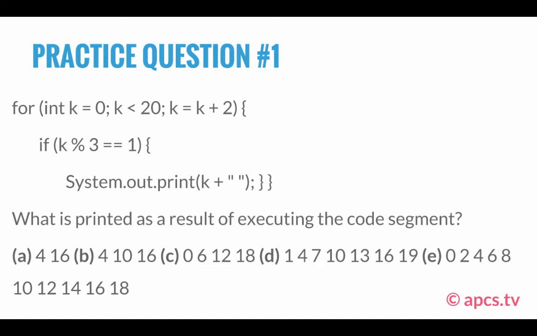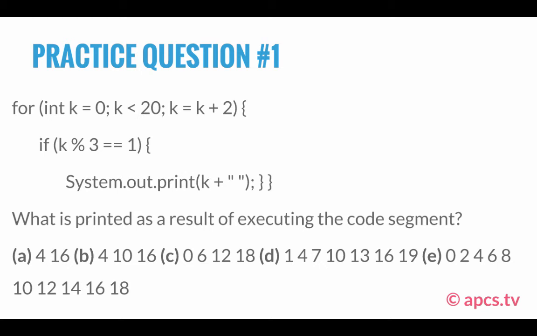So then we're going to execute the body of this if statement. So we're saying if 4 modulus 3 equals 1, so that's true. So now we're going to say system.out.println print 4 plus a space. So we're going to print out the number 4, and then we're going to print out a space. So now we know that the first thing that's been printed out is a 4. And next, now that the for loop iteration has finished, we're going to increase the value of k again by 2.